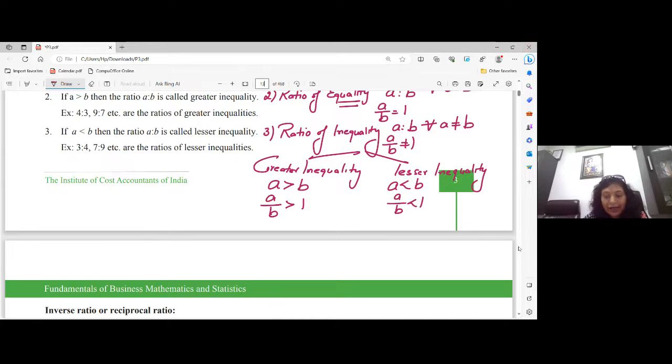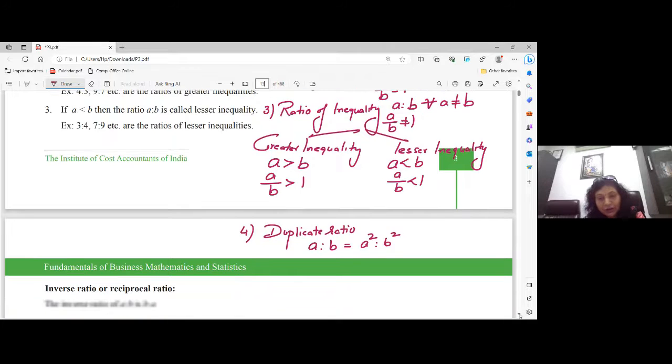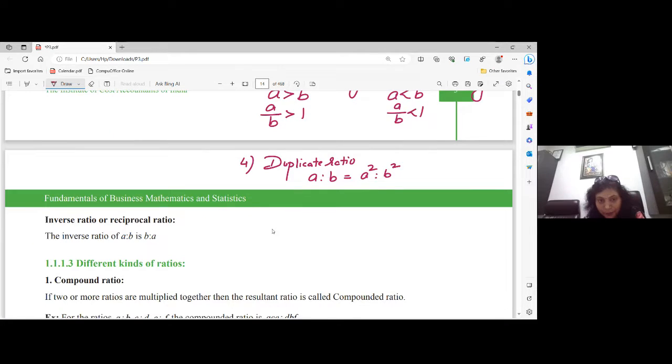Now afterwards, we have the next ratio that is called duplicate ratio. Now what is duplicate ratio? Suppose my ratio is A is to B. So the duplicate ratio of A is to B is A square is to B square. That means ratio of square of both the terms of the ratio. This is called duplicate ratio.